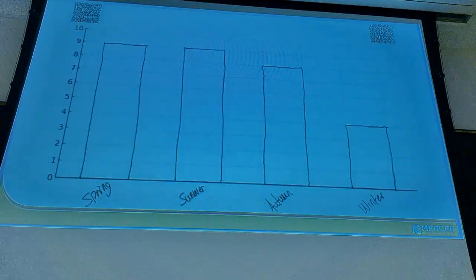Notice with the bar chart, I don't have the bars touching. You do not want your bars to touch in a bar chart. If they do touch, that's a different type of chart. It's called a histogram.